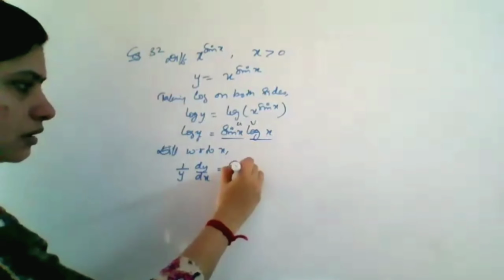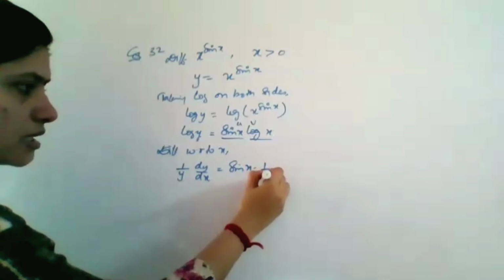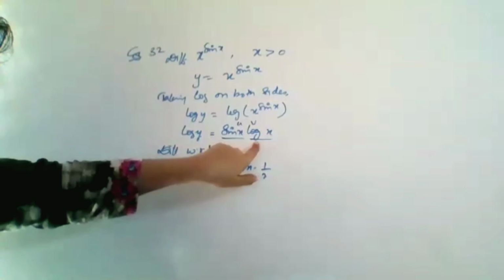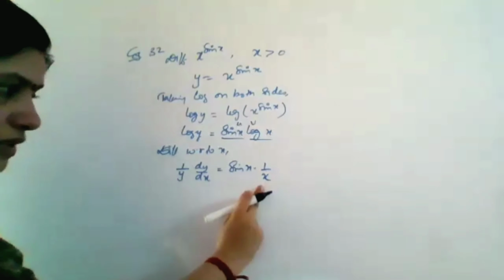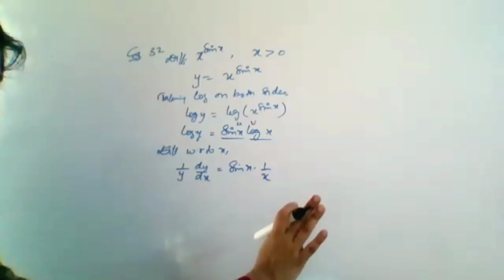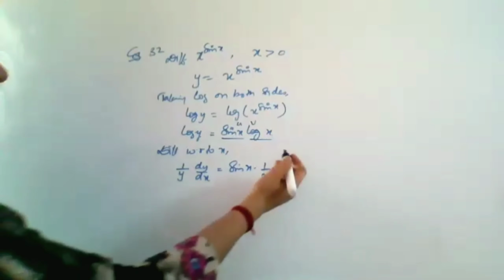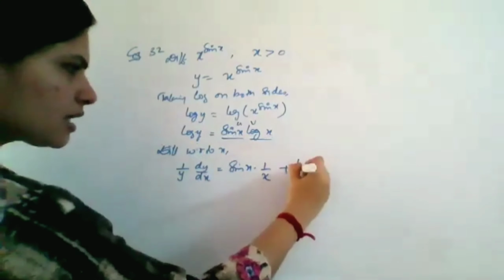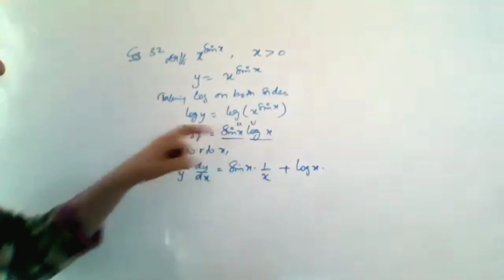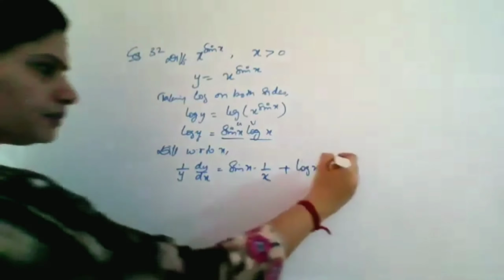First function into derivative of second. Derivative of second means log x, derivative is 1 by x. With respect to x, so nothing else will come with it, d x by dx is 1. Okay. Plus second function into derivative of first. What is the derivative of sin x?